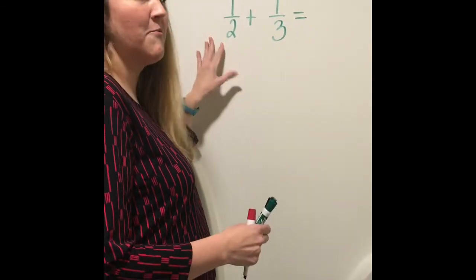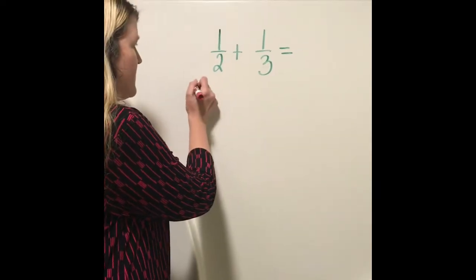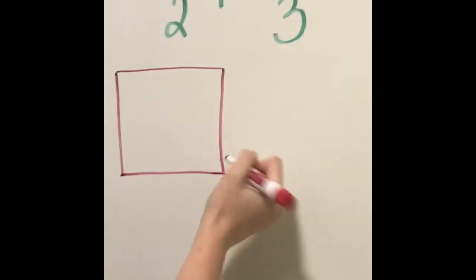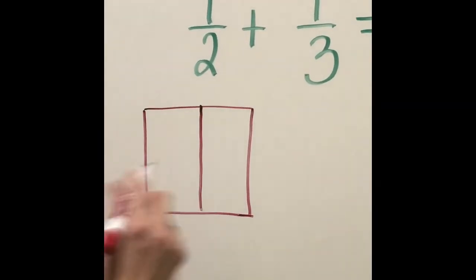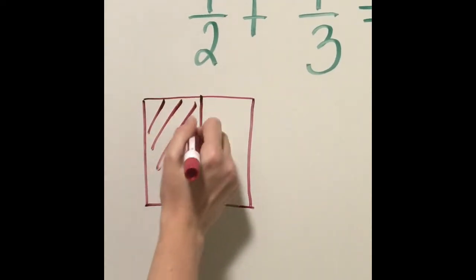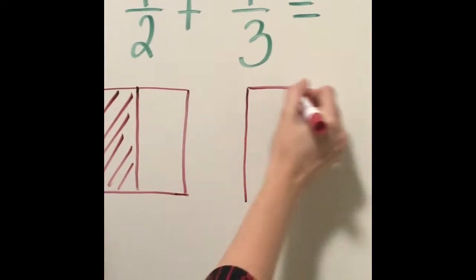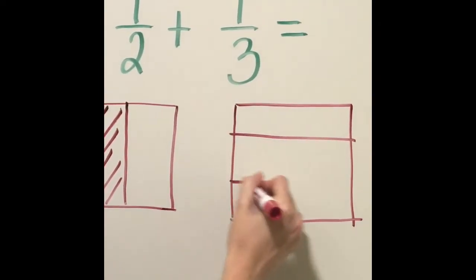So with this problem, 1/2 plus 1/3, I'm going to draw a model to solve it to begin with. So remember, we'll divide it in half, and this represents the first fraction. And then for the second fraction, I'll divide it into thirds.